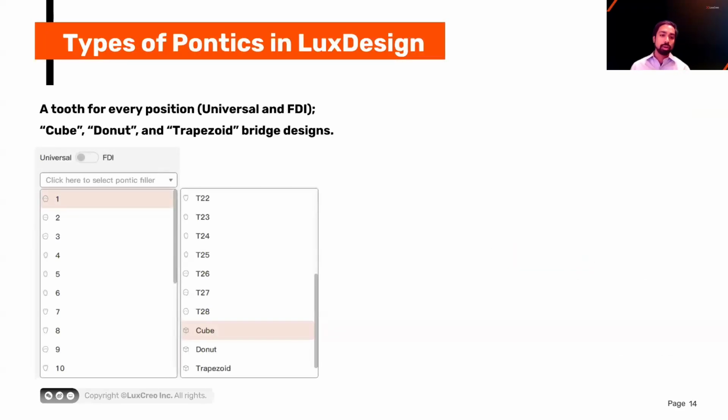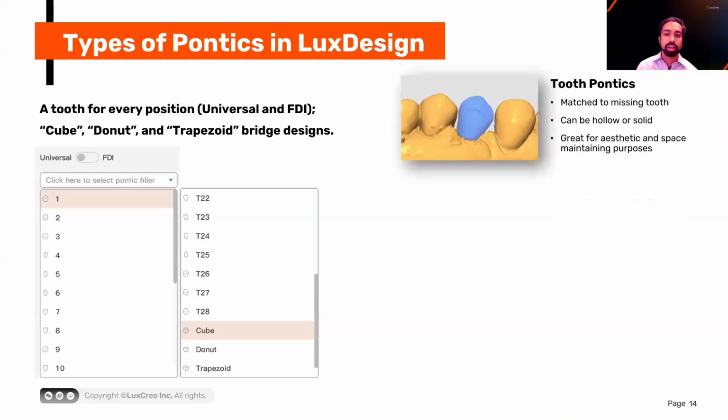And so first, I want to go over the types of pontics in LuxDesign. So a tooth. We have a tooth for every position, right? And it's a really nice looking tooth. We have this in both universal notation and FDI notation, as you can see here. The tooth pontics are great because you match them to different missing teeth. If the patient has three missing teeth that you want covered, you could put three different tooth pontics. You could make them hollow or solid, and that's really great.